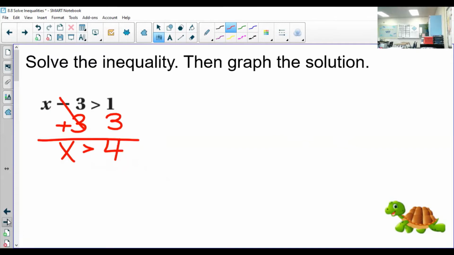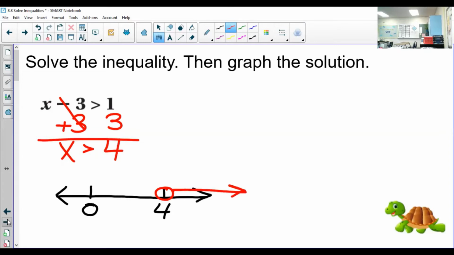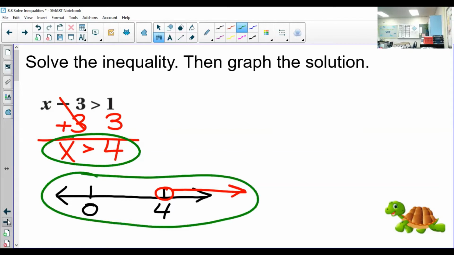Then they want me to graph. So the first thing I'm going to do is draw my number line. If you're working on Big Ideas, they will have the number line for you, obviously, but here I'm just going to show you what we would do. So we have 0 and we have 4. Now, am I going to use an open circle or a closed circle? I'm going to use an open circle because there is no line underneath. It is not equal to 4. It can only be greater than 4. So it's going to go to the right. All numbers bigger than 4 go to the right. And that's it. The two parts to your answer are the solution and the graph. That's what we're going to be doing, okay?